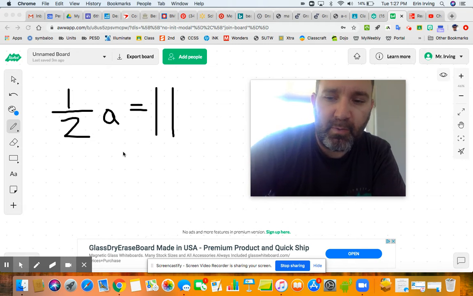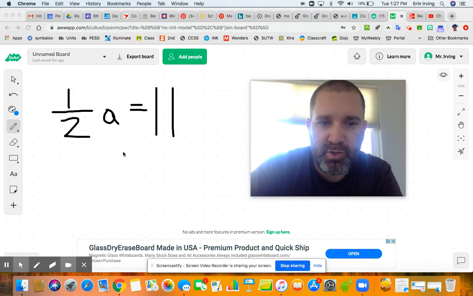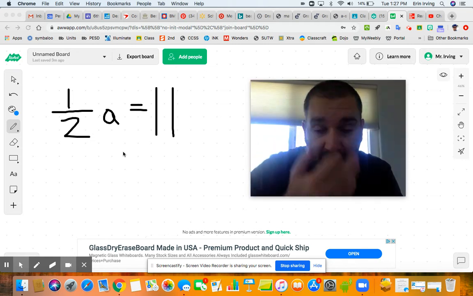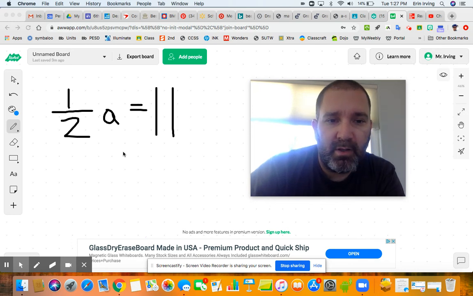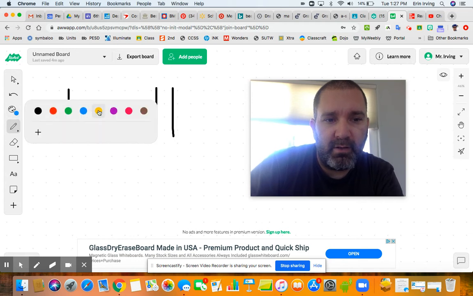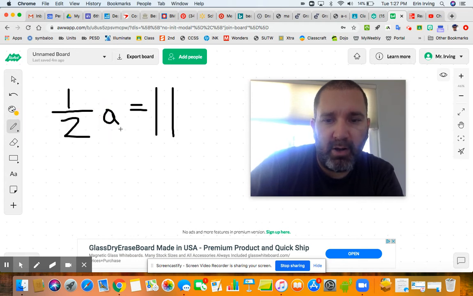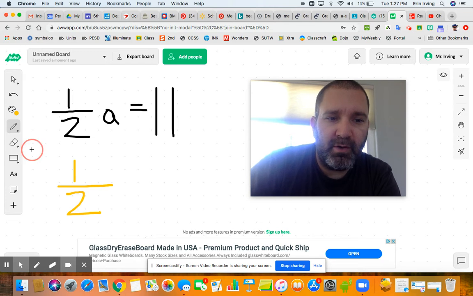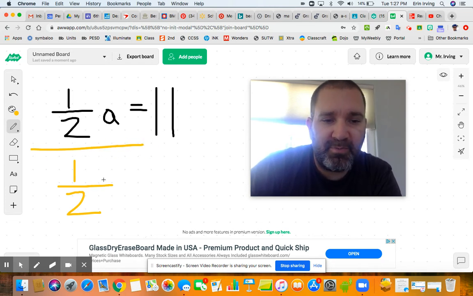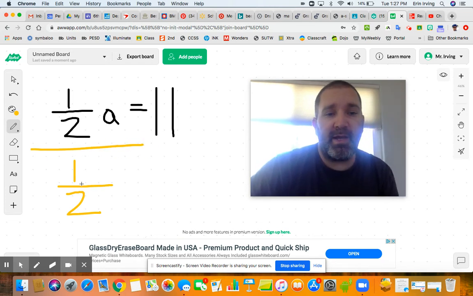So that tells me right away that my answer should be greater than 11. In fact, it should be double 11. And that's exactly what we're going to see is true here. So let's have a look. I want to get a all by itself. In order to do that, I have to do the opposite of multiplying it by 1/2. I have to divide it by 1/2.